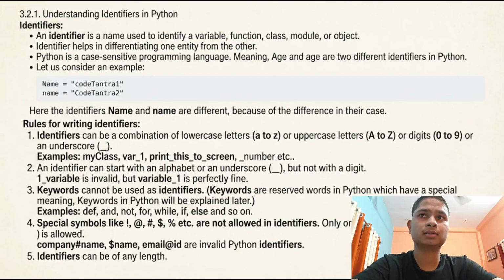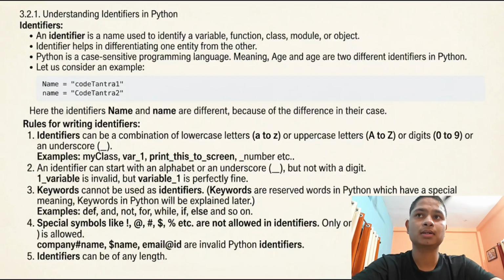An identifier is the name to identify a variable or a function or a class or a module or an object. So identifiers help in differentiating one entity from another, meaning they are used to identify an entity in simple ways.